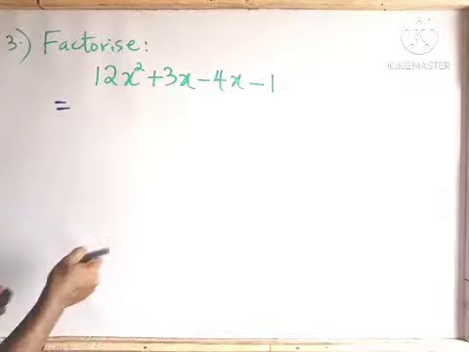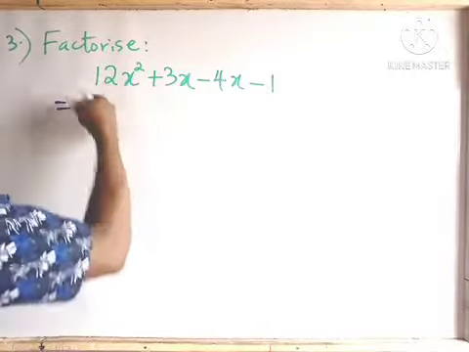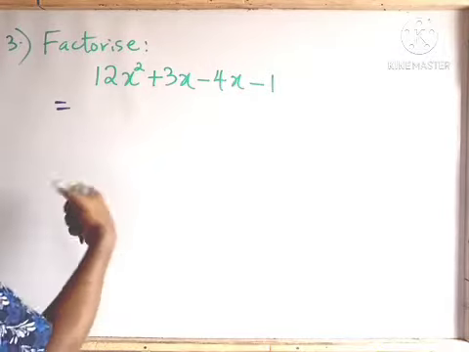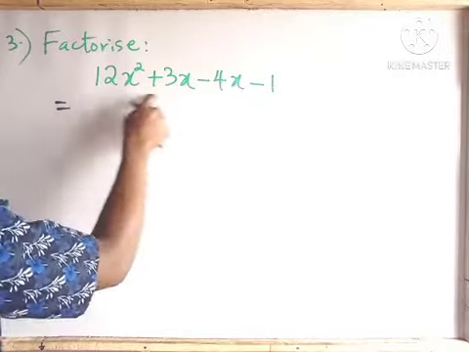So look at these first 2 numbers. I see many students put brackets here. This is not where to put brackets. You put brackets when you have brought out what is common. So right here we see that 3 is common to the numbers.